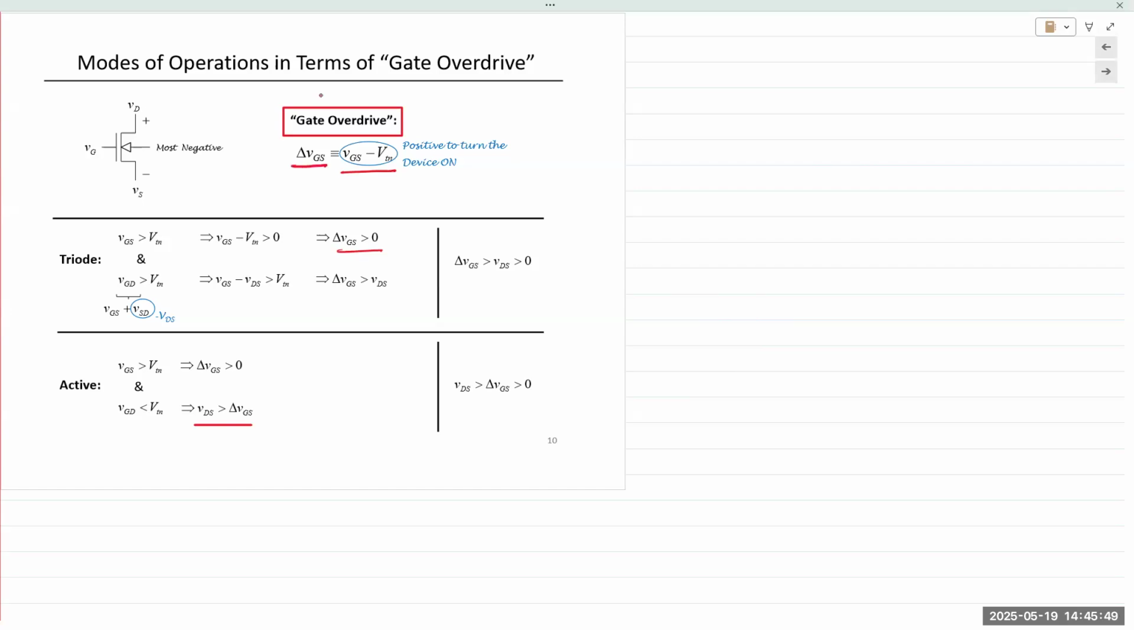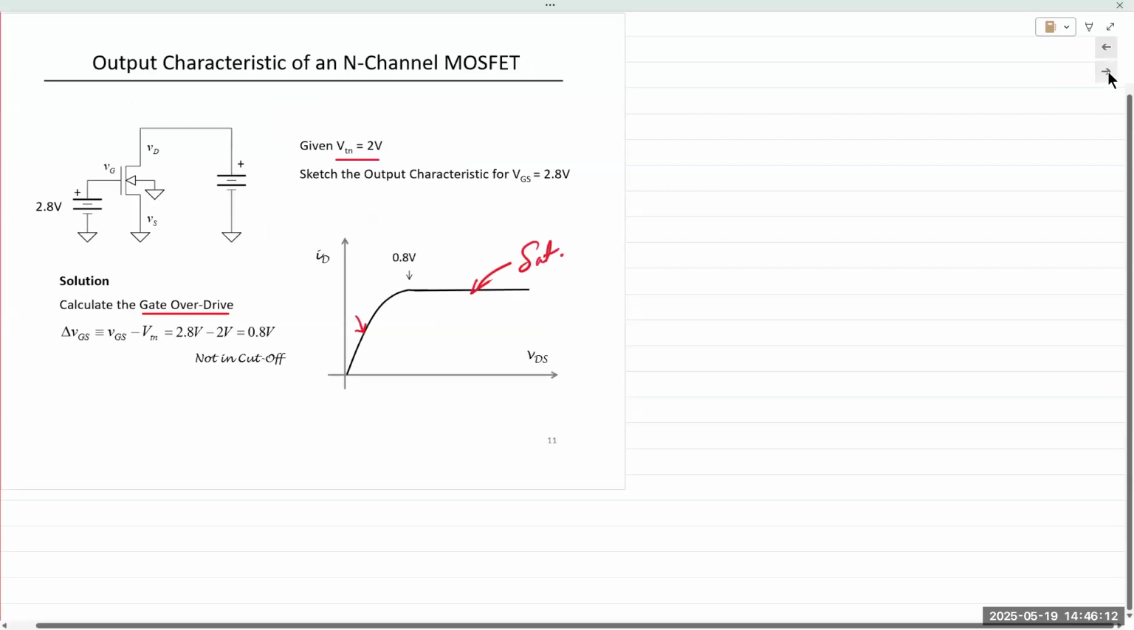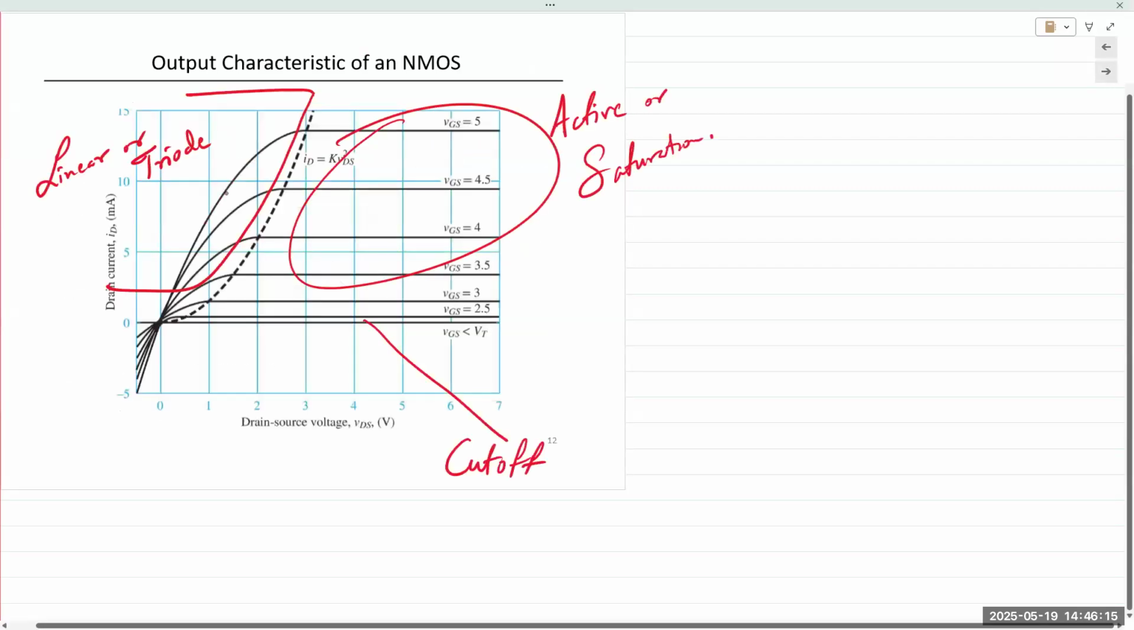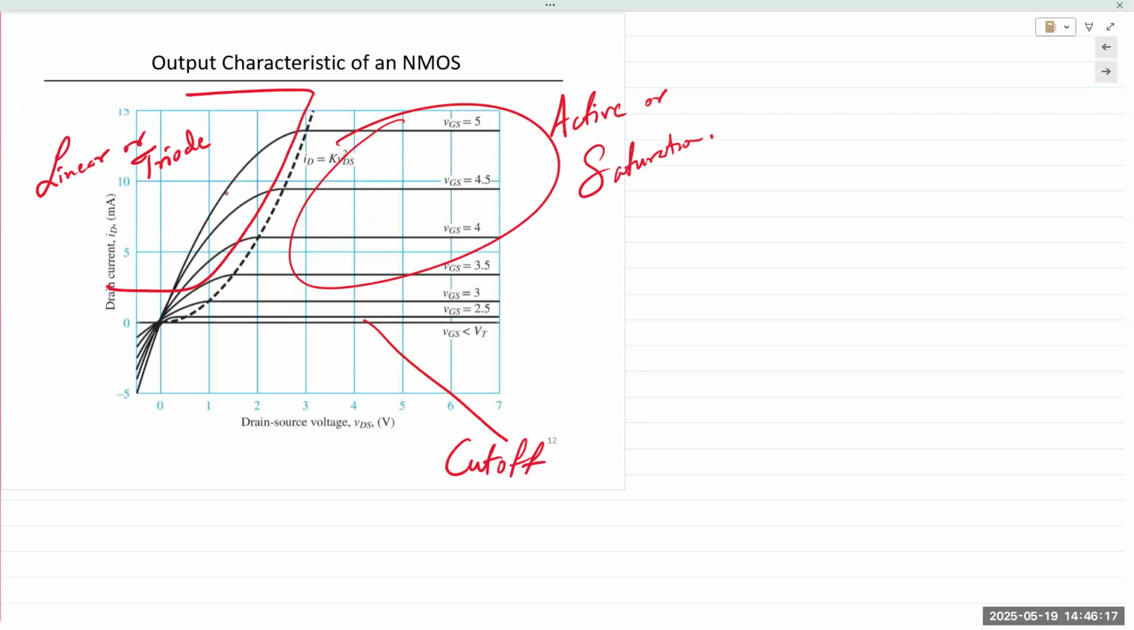Delta VGS is the notation for the gate overdrive voltage. So it stands to reason that delta VGS must be positive. If it's negative, that means VGS is less than the threshold voltage, and the device is cut off because there is no channel available. So it must be positive to turn the device on. And that corresponds to this region right here. When there's no channel, VGS is less than the threshold voltage, and the device is said to be in cutoff.